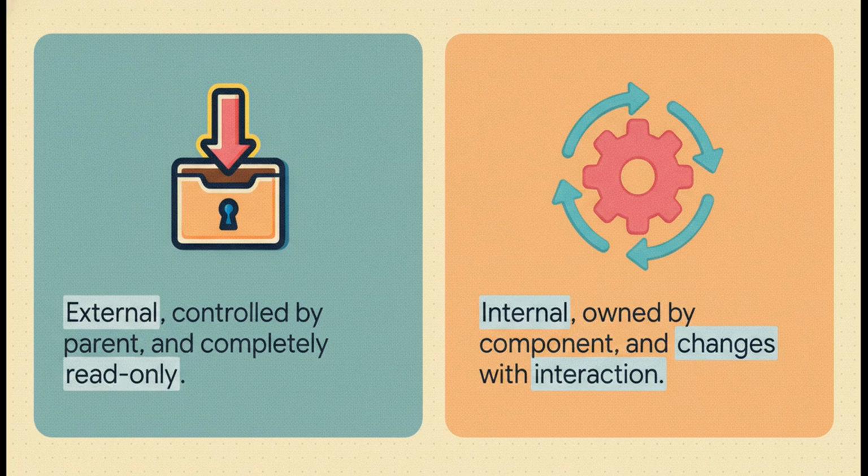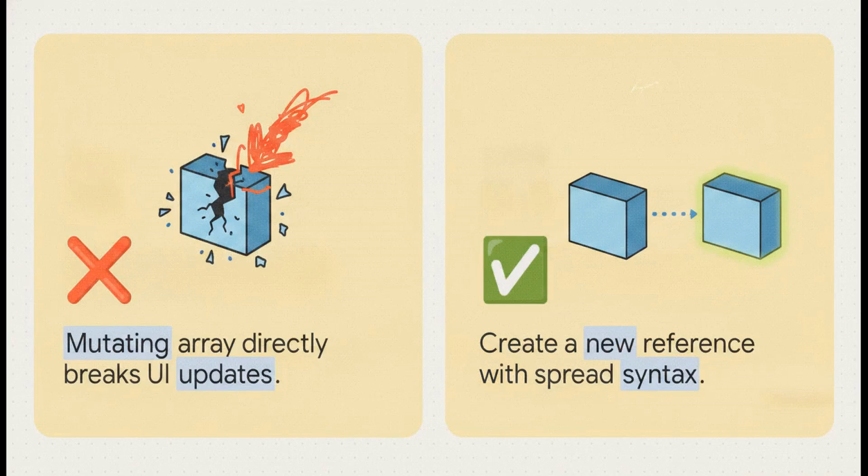State, on the other hand, lives entirely on the inside. It's owned by the component and it changes over time as interactions happen. Mixing these two up, like, say, trying to modify a prop directly inside a child, will completely break your component contract and lead to some incredibly unpredictable behavior. Just don't do it.